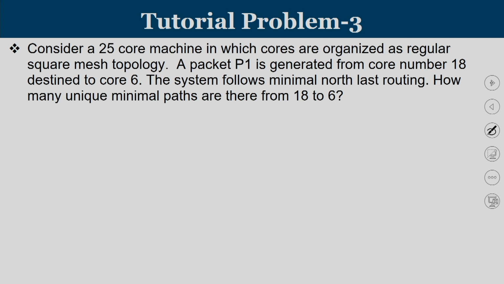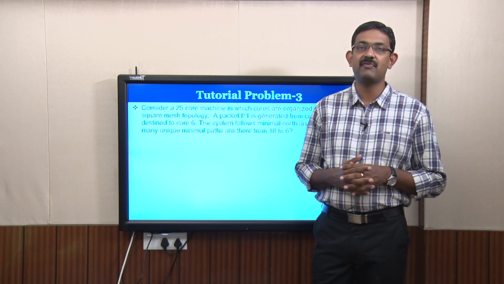A packet P1 generated from core number 18 destined to core 6. The system follows minimal north last routing. How many unique paths are there from 18 to 6? In the previous question we have seen there are many different paths.